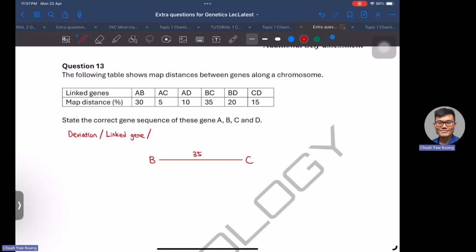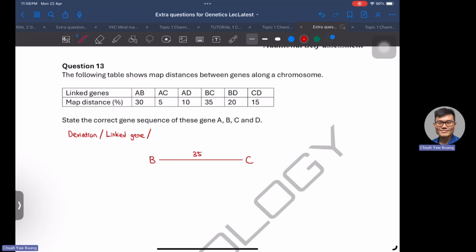Then next, you find the gene that has the largest distance to one end. As we can see here, the largest distance to one end is AB, because B is one of the ends, C is one of the ends, right? So we just find one largest distance to one end. Let's say over here we will choose B. AB has 30 map distance, so the distance between A and B is 30 map units.